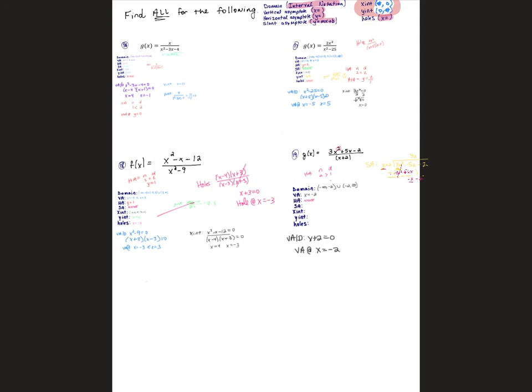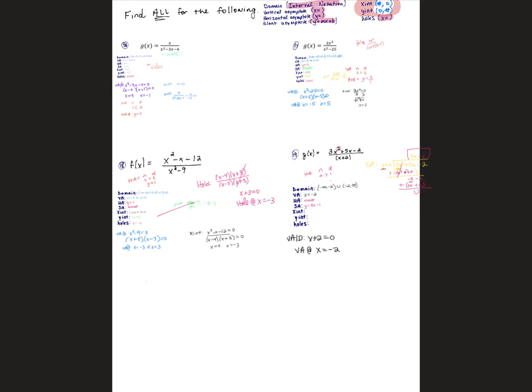x into negative x goes negative 1 times. Get this all set up. Negative 1 times x is negative x. Negative 1 times 2 is negative 2. Well, when I distribute my negative, everything cancels out. So my slant asymptote is at y equals 3x minus 1. It has to be written in slope-intercept form.